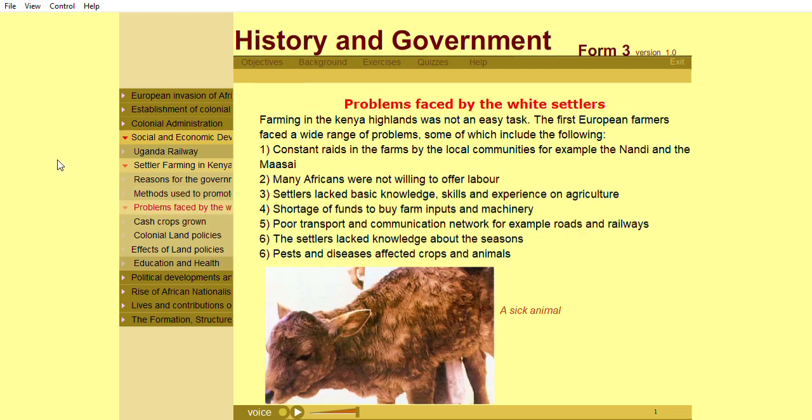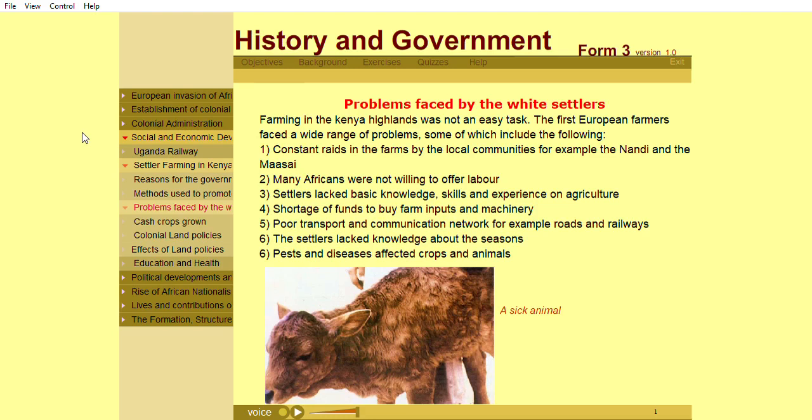Farming in the Kenyan highlands was not an easy task. The first European farmers faced a wide range of problems, some of which include the following: constant raids in the farms by the local communities, for example the Nandi and the Maasai, many Africans were not willing to offer labor. Settlers lacked basic knowledge, skills and experience on agriculture, shortage of funds to buy farm inputs or machinery, poor transport and communication network, for example, roads and railways.